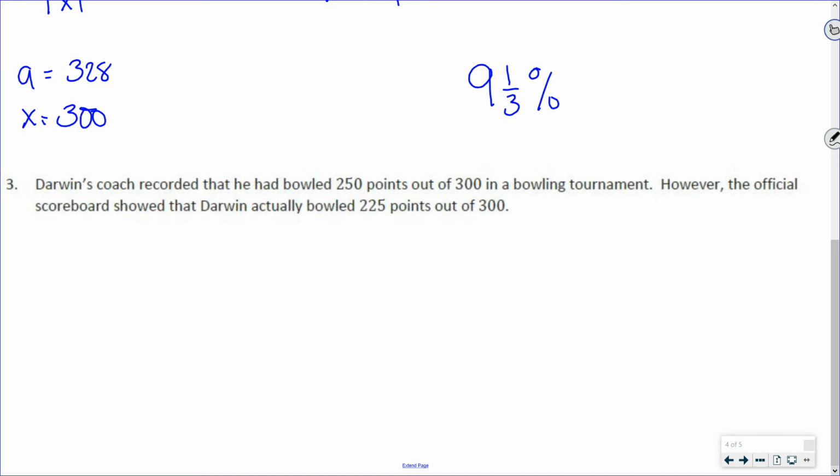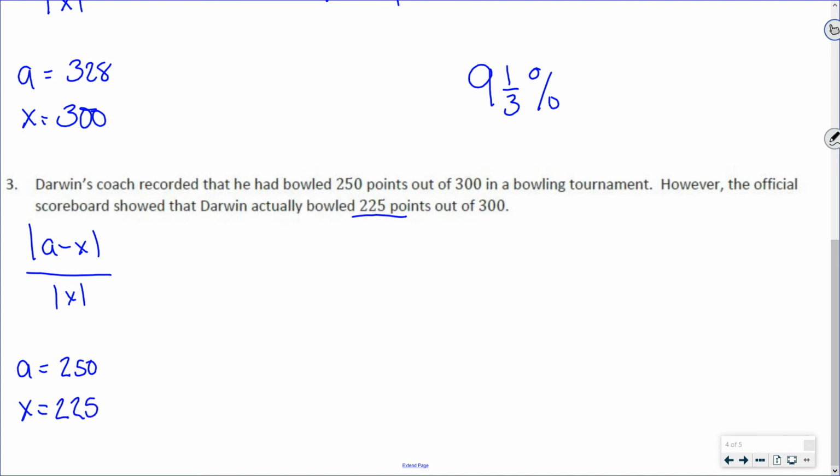Percent error. Okay, so we got to use our formula again. A, absolute value of A minus X divided by the absolute value of X, and we have to define A and X. Now this is Darwin's coach's measurement. He's measured at 250. That's going to be our actual, because the referee, that's the official. That's what you have to work with. That's the exact. Now, Darwin's coach can appeal the score, but we're not worried about an appeal. We're worried about what the official scoreboard shows, and the official scoreboard says he scored a 225.